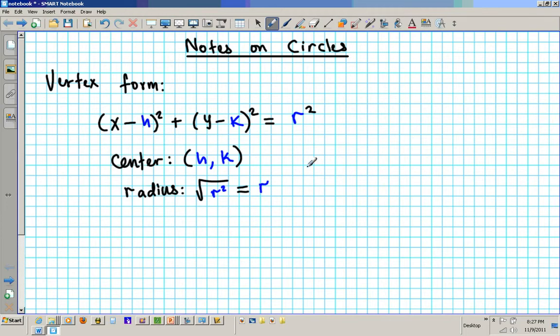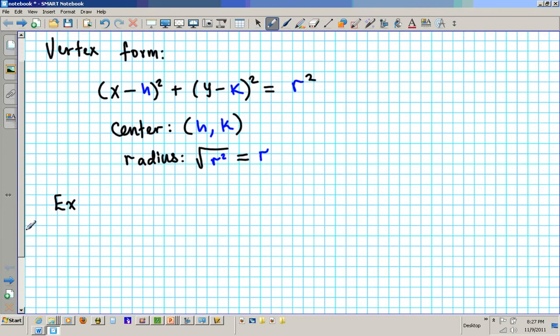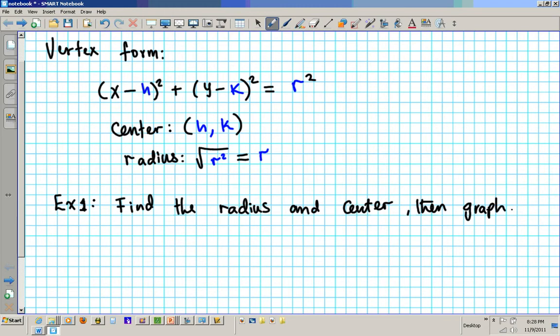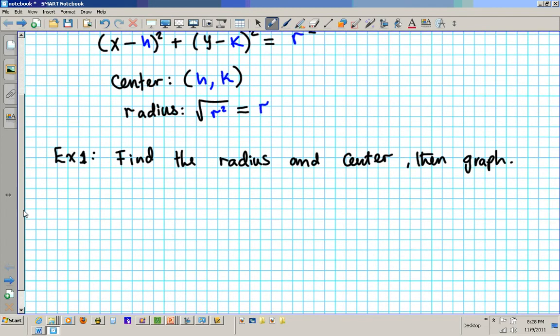Okay, now let's see if we can apply this to an example to determine the center and the radius of a circle. Example 1. Write this down. Find the radius and center. Then graph. Okay, so we're going to be doing some graphing here. It's advisable that you have graph paper so your circles will be more accurate.